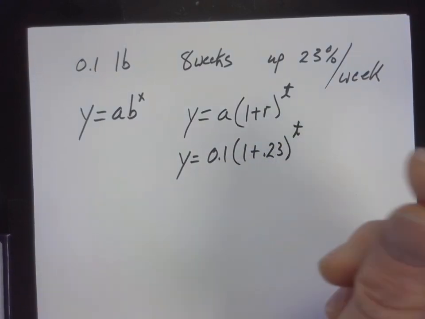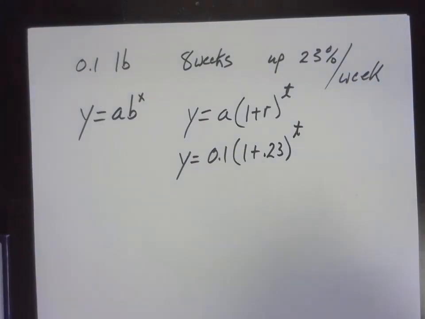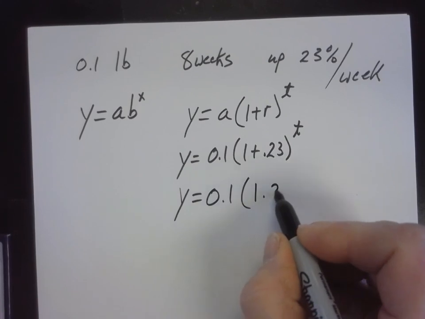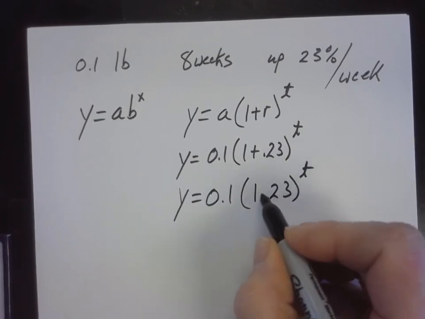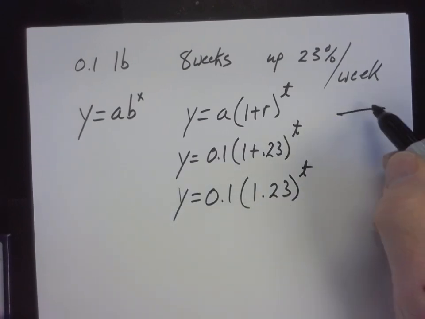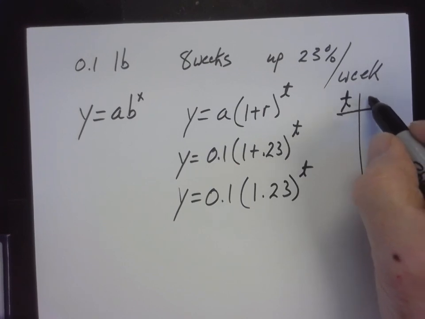0.23 to the T. T represents time in weeks, right? Okay, and I wouldn't leave it this way, and I hope you don't. 1.23, and if you want to just get right there, that's totally fine. Okay, so we can make a table. Here's the time in weeks. Here's the weight of the catfish.